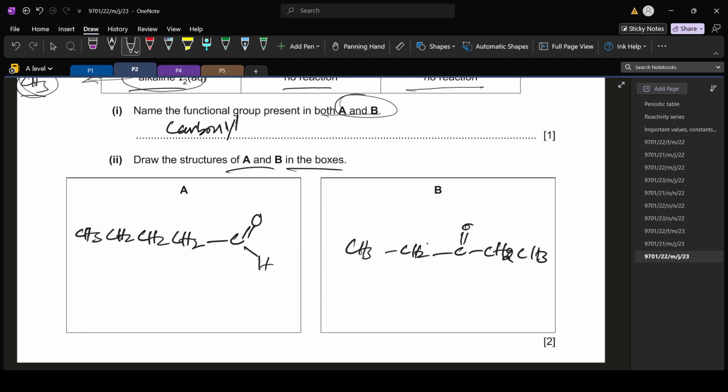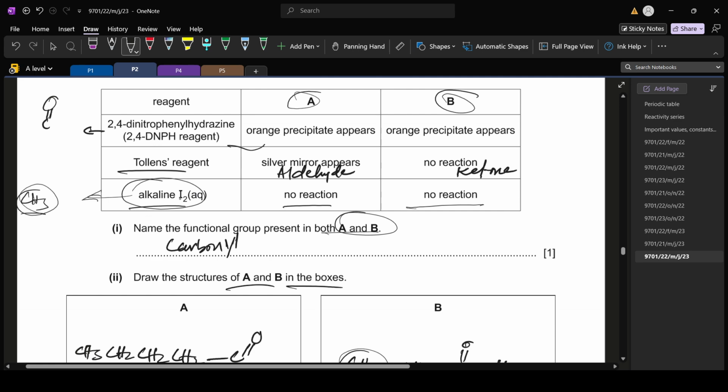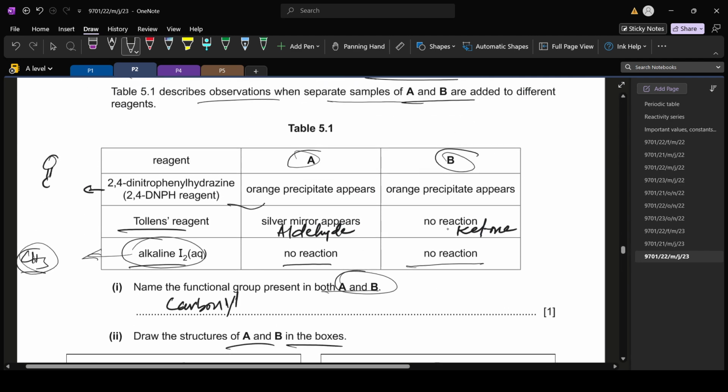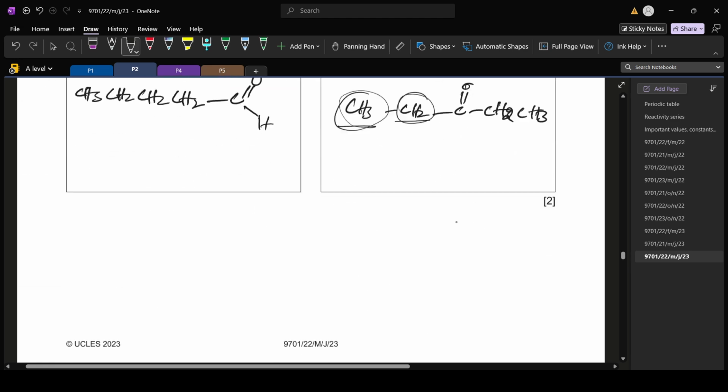If you are thinking that this ketone could be attached to the second carbon, that's not going to be the case, because then there would be a CH3 group attached to the functional group, and it would give a yellow precipitate with alkaline iodine. But B does not give any reaction with alkaline iodine, so the ketone is attached to the third carbon, and on this third carbon there is no methyl group attached. So you have to remember these conditions.